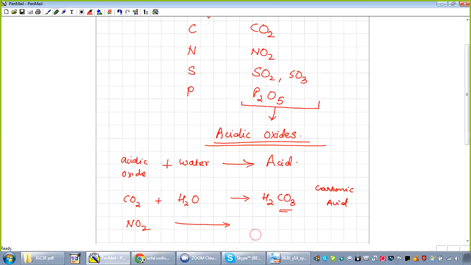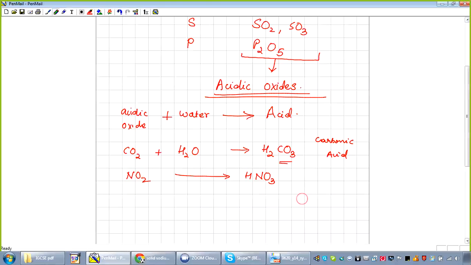I'm not writing the reaction over here because that will come in Ostwald's process. There are steps for this. This is going to form the acid, nitric acid. Okay, sulfur dioxide. This is sulfurous acid.